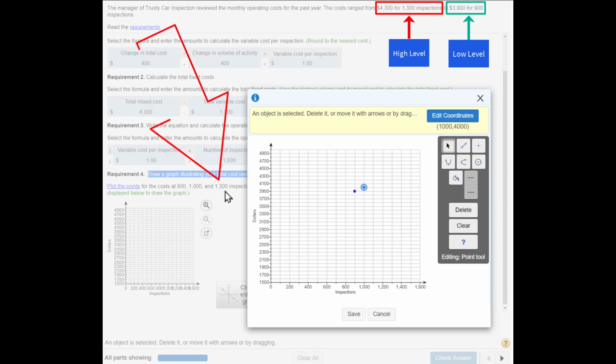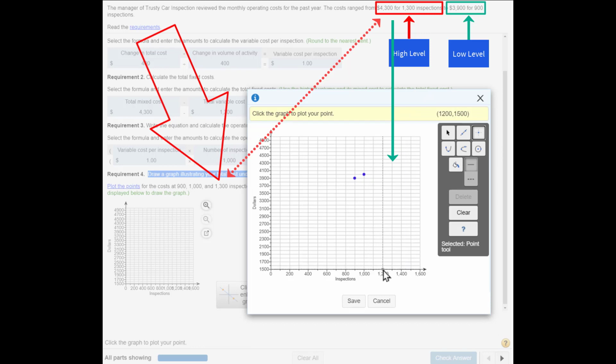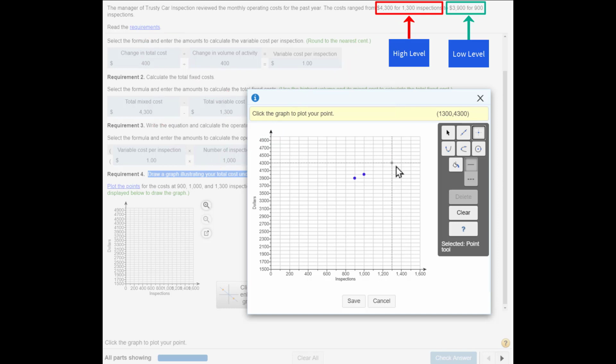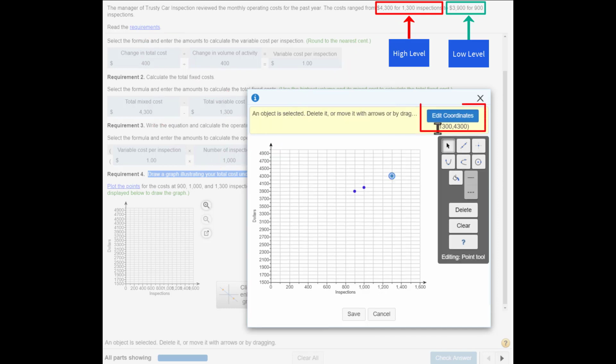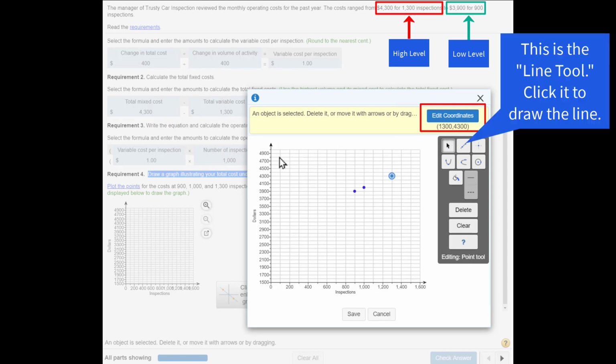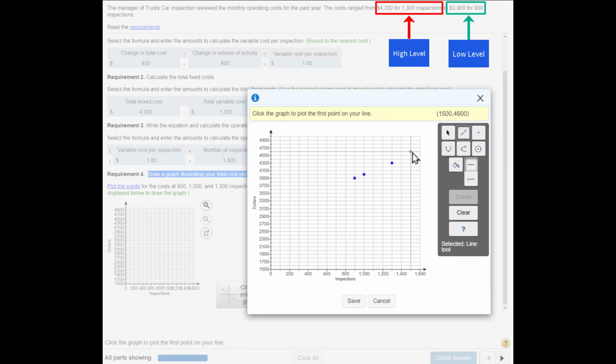And then the last one, we want to plot the 1,300 point, which gives us 1,300 inspections and $4,300. So click your point tool. We're going to go to 1,300 inspections and go up to $4,300. Double check your coordinates. And then we need to draw the line. So we need to click the line tool. So I'm going to click the far right tool, and then the far right point, and then click on the far left point, and now we have our line.